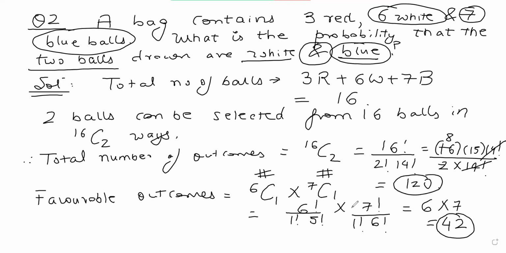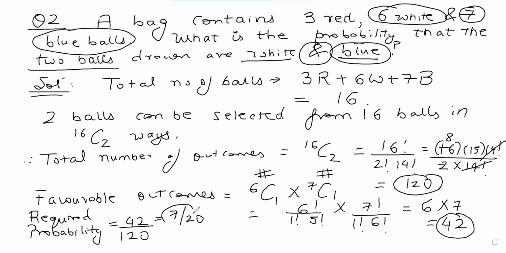These are my total number of outcomes. I can write my required probability. My required probability is equal to 42, which is my favorable, over 120, which is my total outcomes. Use your calculators and verify, this is 7 by 20. The final answer for this question is 7 by 20. So I hope all students attending this lecture have understood how we have calculated the probability for this particular question. Okay, let's now move to the next question.